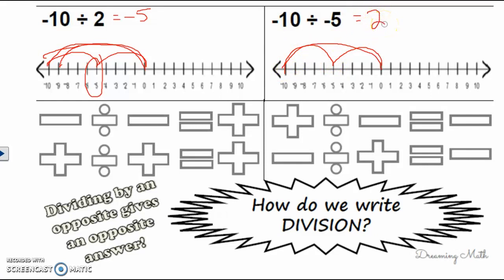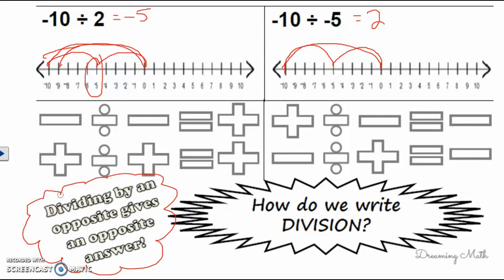Did you notice that these problems are really the same fact? Negative 10 divided by negative 5 is 2. The other one that we just did is negative 10 divided by positive 2 equals negative 5. They're all the same numbers, just in different orders. I want you to remember this. Another key point I want you to doodle is that dividing by an opposite gives the opposite answer. So when you have two numbers with different signs, you're going to end up with a negative. When you're dividing by the same sign, you end up with a positive.